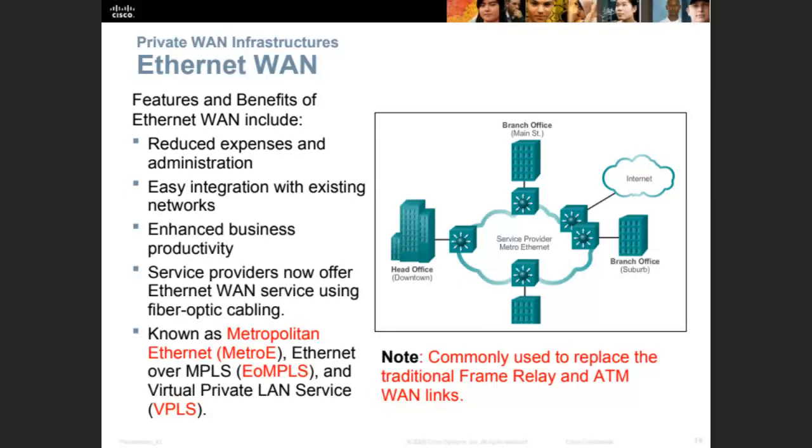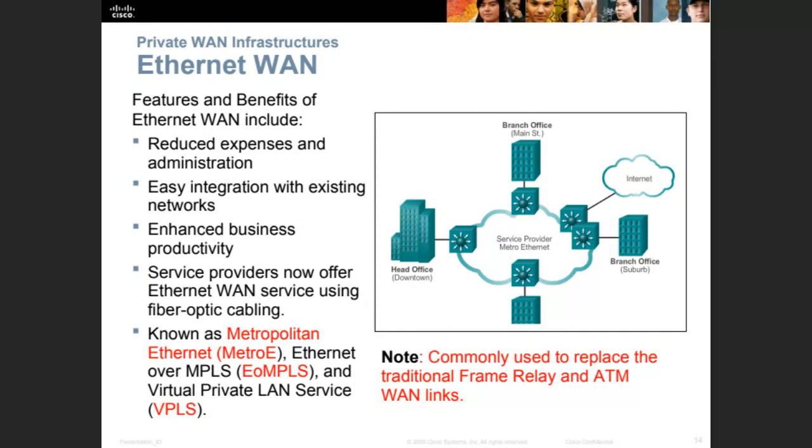Ethernet WAN. We have many advantages for Ethernet WAN. Ethernet WAN is a layer 2, the data link layer protocol. First of all, it is cheaper, easy to administrate, easy to integrate with other services. It is more productive.